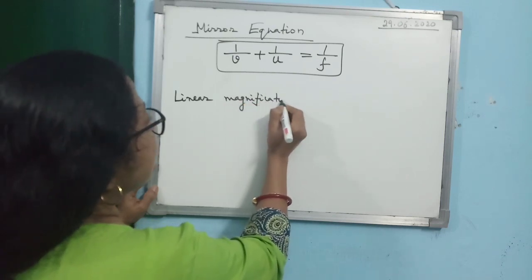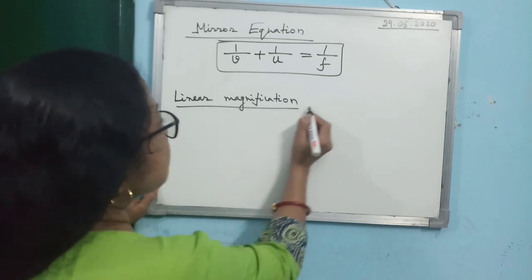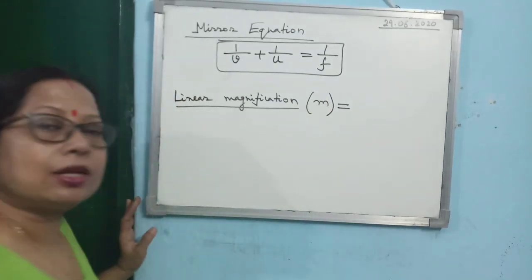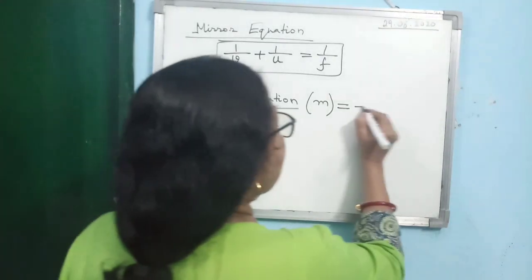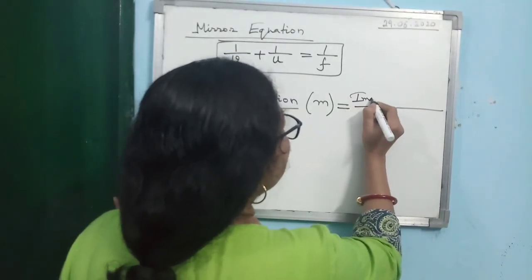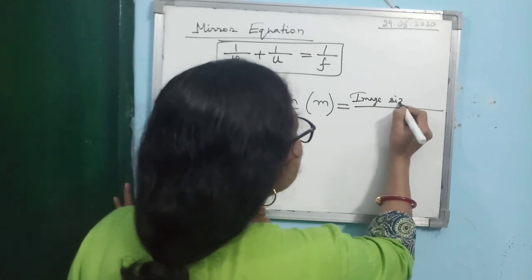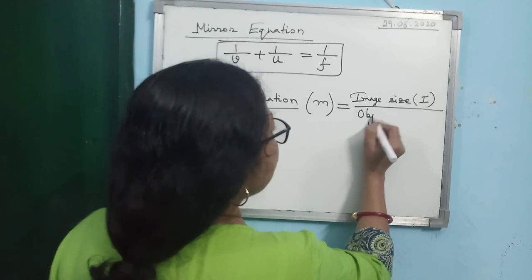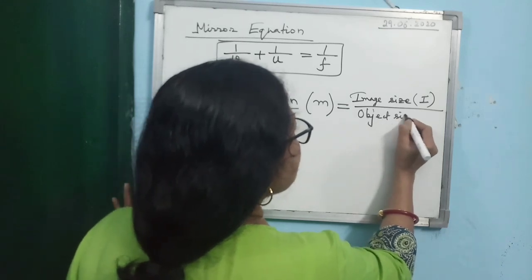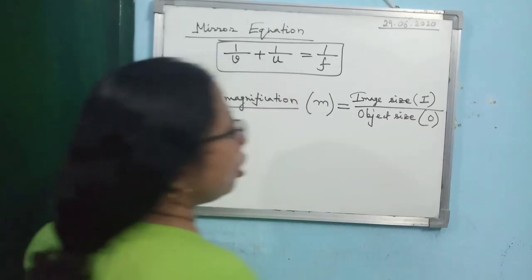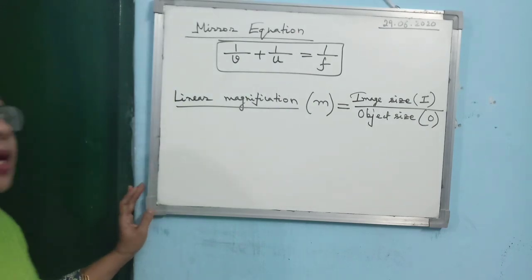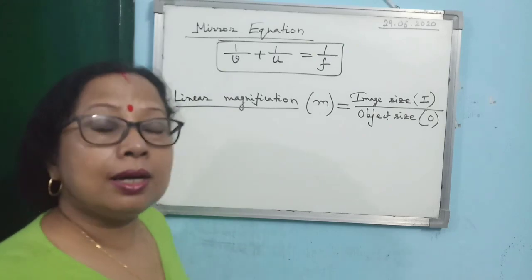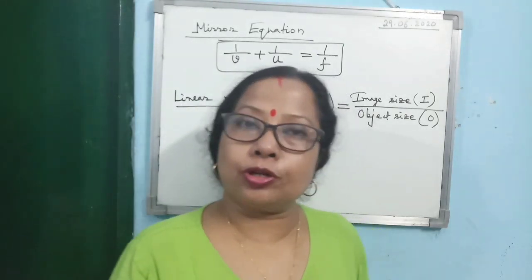From the term itself, one can make it out. Linear magnification means how much the image is magnified, and it is denoted by small m. It is defined as the ratio of image size, represented by I, to object size. It is always represented by image size to object size. Is that clear?